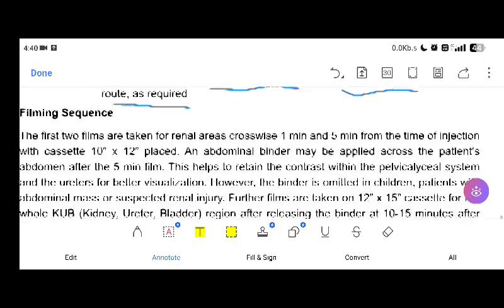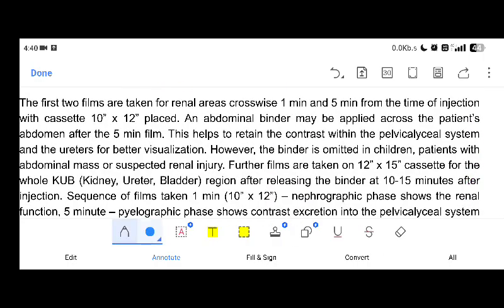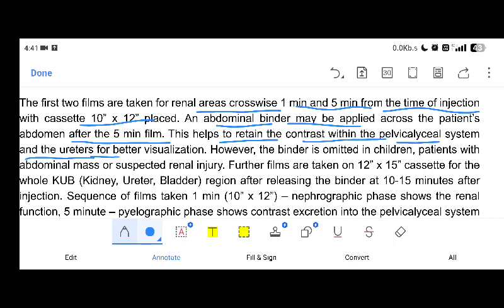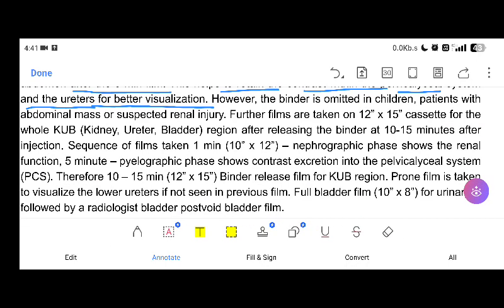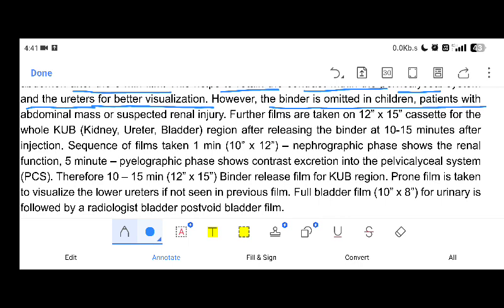So, filming sequence: the first two films are taken for renal areas crosswise, 1 minute and 5 minutes from the time of injection, with cassette 10-12 placed. An abdominal binder may be applied across the patient's abdomen after the 5 minute film, and this helps to retain the contrast within the pelvicalyceal system and the ureters for better visualization. However, the binder is omitted in children with an abdominal mass and suspected renal injury.